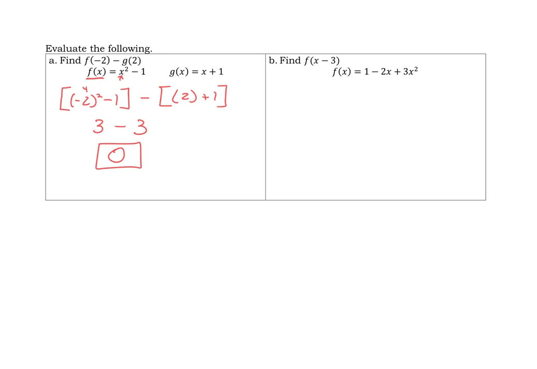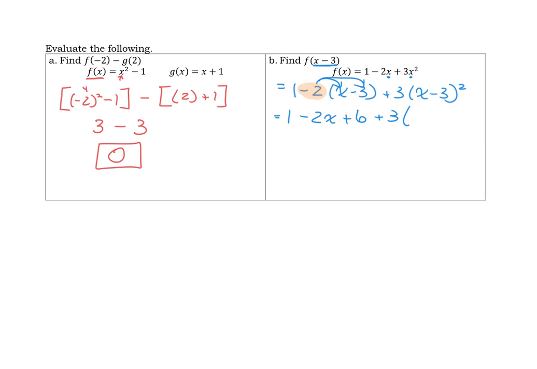This one says in the function I am going to place x minus 3 in place of all the x's. So this is equal to 1 minus 2 times x minus 3 plus 3 times x minus 3 squared. So remember, we are distributing a -2 to everything in that parentheses, so that's -2x, positive 6, plus 3, and now I've got to square this binomial.